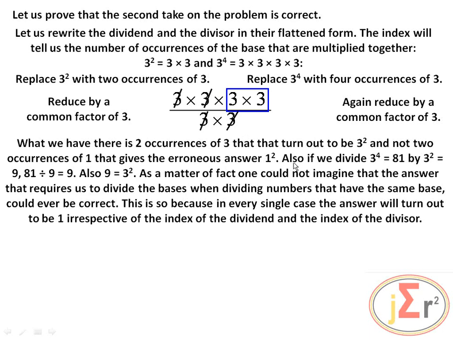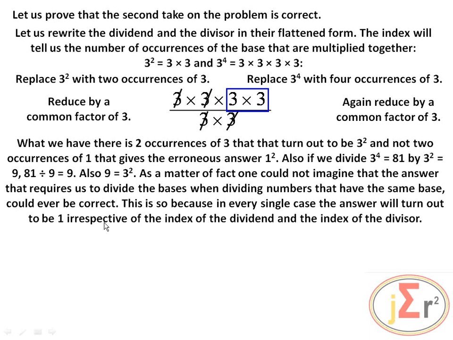Also, if we divide 3 to the power of 4, which is equal to 81, by 3 to the power of 2, which is equal to 9, then we get 81 divided by 9 is equal to 9. Also, 9 is equal to 3 to the power of 2, 3 times 3.